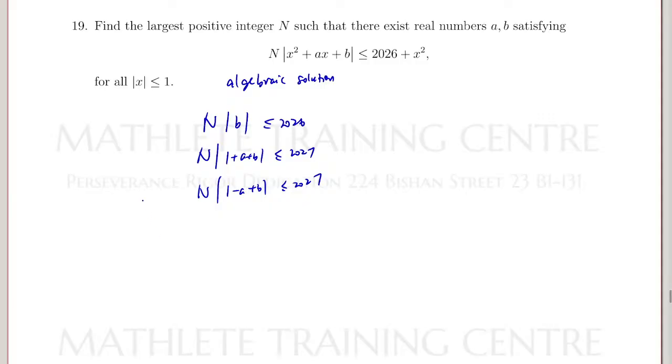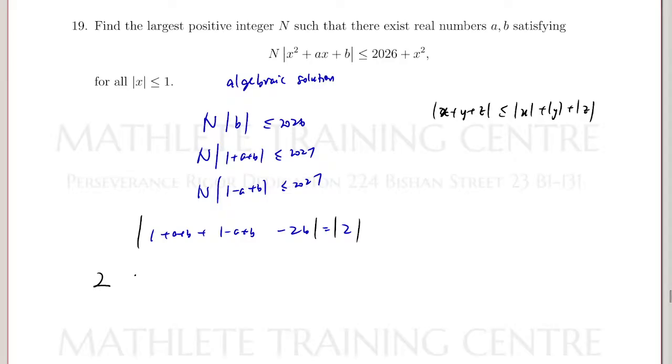I'm going to combine them by saying, okay, firstly, 1 plus a plus b, 1 minus a plus b, minus 2b. This is 2, right? But now, I will take absolute value. And when you have absolute value of x plus y plus z, this is less than or equals to absolute value x plus absolute value y plus absolute value z, right? So 2 is less than or equals to this guy plus this guy plus 2 times of this guy. I'm converting the minus into a plus.